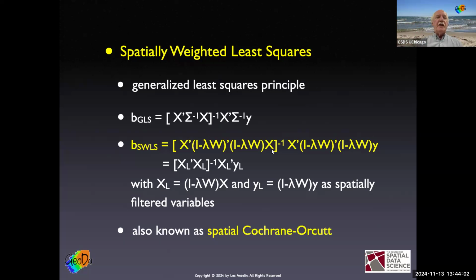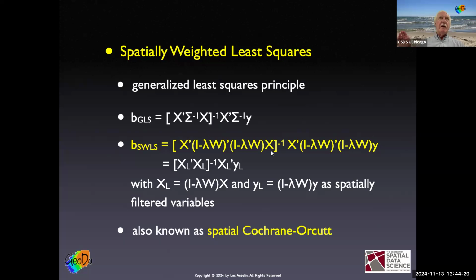In other words, this spatially weighted least squares boils down to an ordinary least squares of the spatially filtered x and the spatially filtered y. Of course, to get the spatially filtered x and y, you need to have lambda. Lambda is the nuisance parameter.